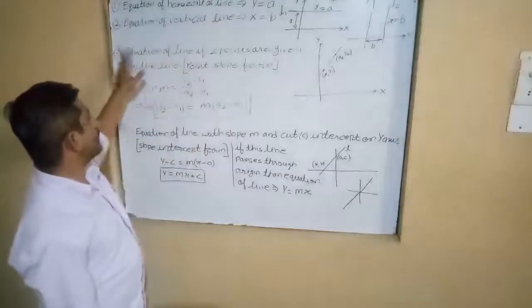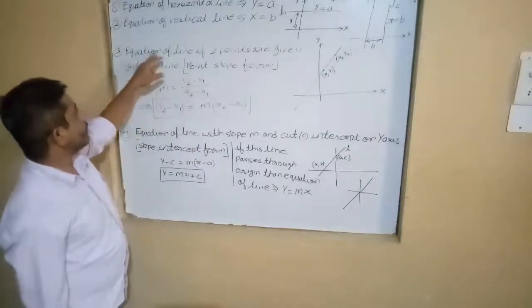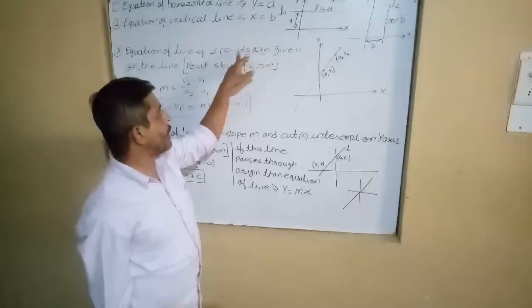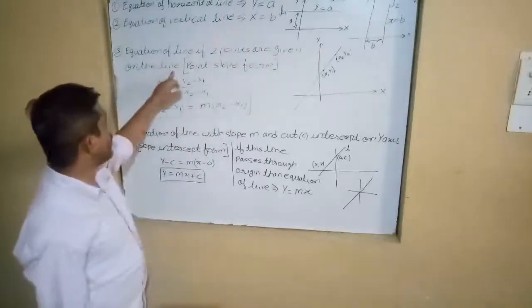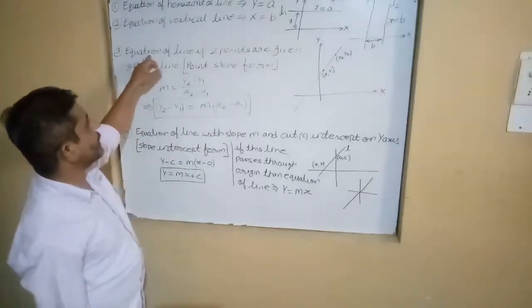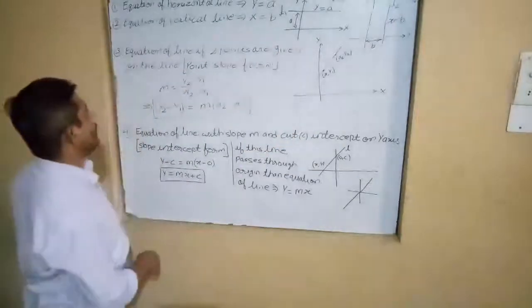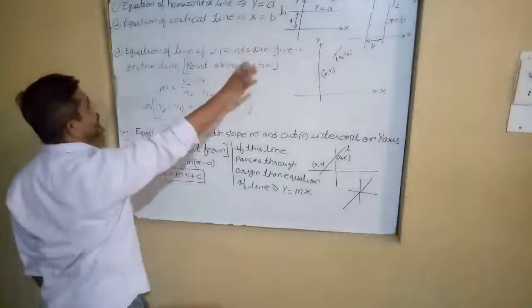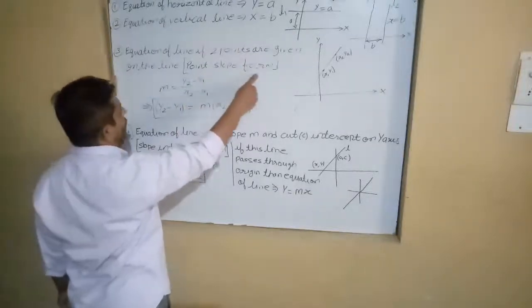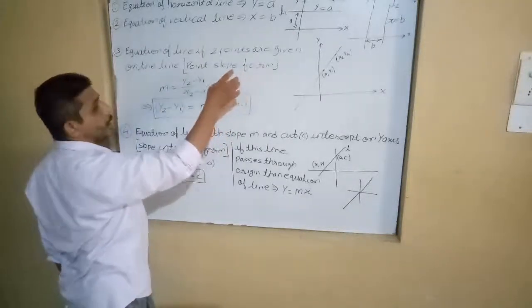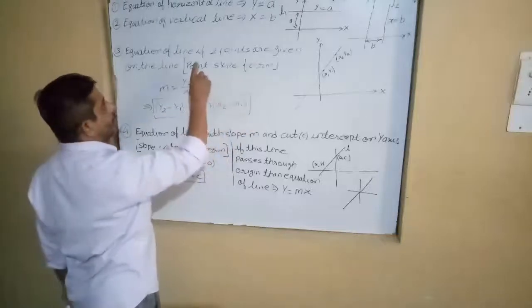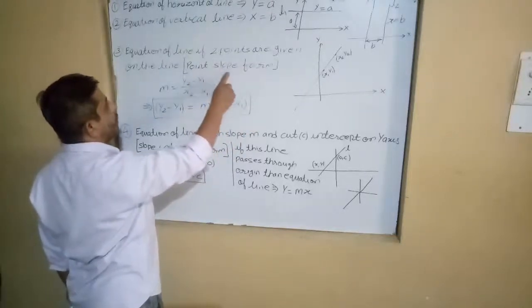Now the third is, understand this carefully, the equation of a line if two points are given on the line. The equation of a line whose two points are given. Such a type of condition is called point slope form. Which type of equation of line? The equation of line point slope form.